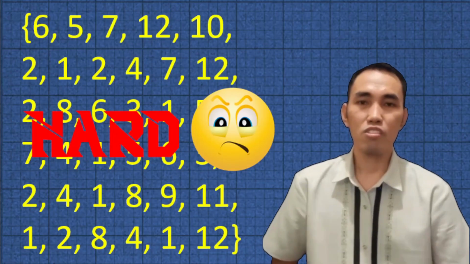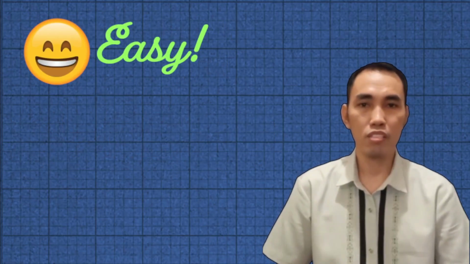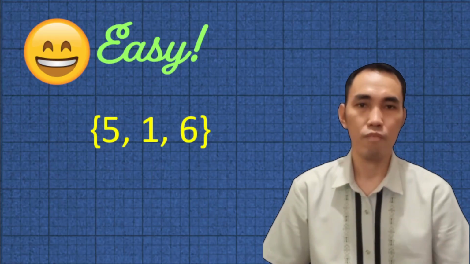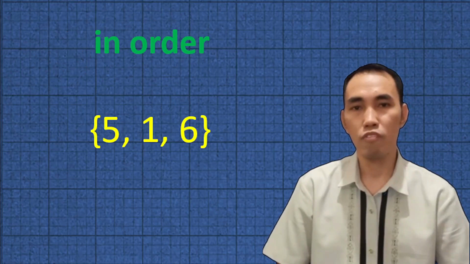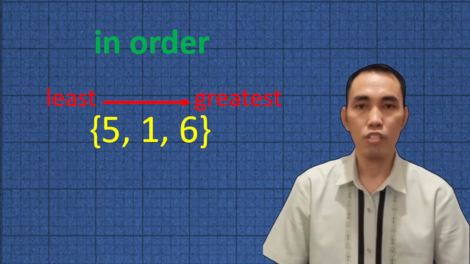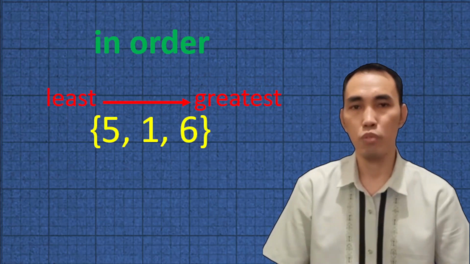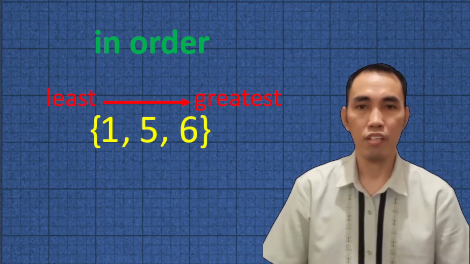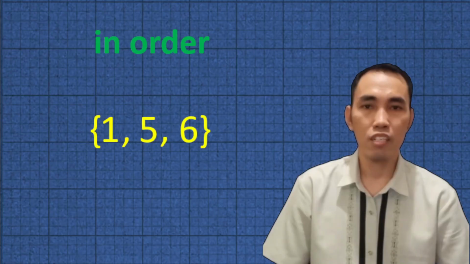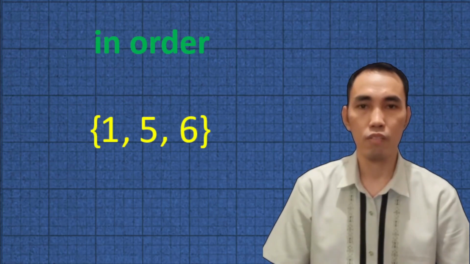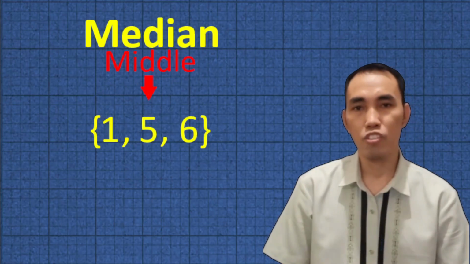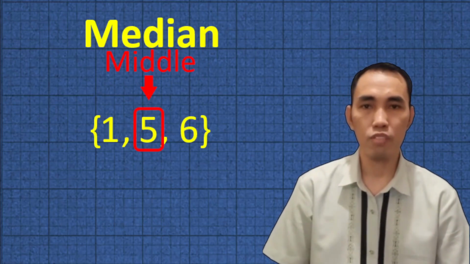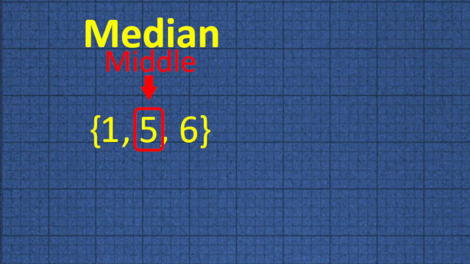So to make things easier, let's start with a really basic dataset that is not in order. 5, 1, 6. It's pretty easy to see that we can put this dataset in order from the least to the greatest value just by switching the 5 and the 1. There. Now we have the dataset 1, 5, 6. And finding the median or middle of this dataset is easy. It's just 5, because 5 is located exactly in the middle.